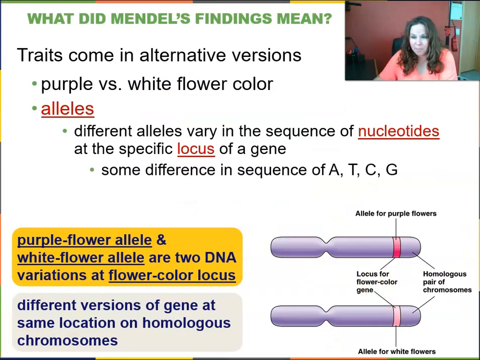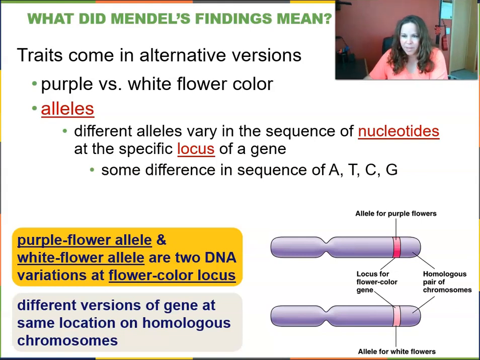So what did all of this mean? Mendel's postulates, or his ideas about inheritance that he published, are as follows: that traits come in alternative versions, such as purple versus white flower color. When these genes or traits come in alternative versions, we call those alleles today. So an allele is a version of a gene, such as the gene for flower color comes in 2 alleles, either purple or white.